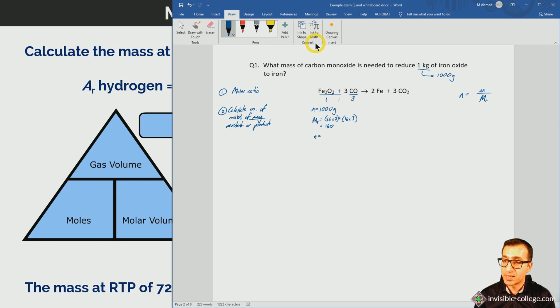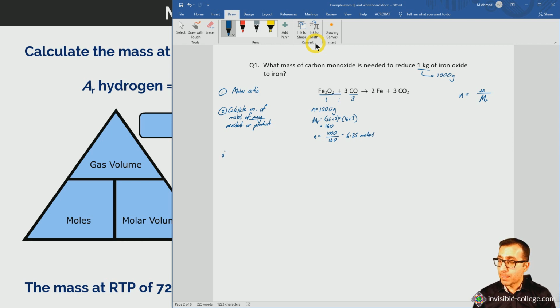So the number of moles is going to be the mass, 1,000 grams, divided by the relative formula mass, which is 160, and this gives us 6.25 moles. So we're starting with 6.25 moles of iron oxide.